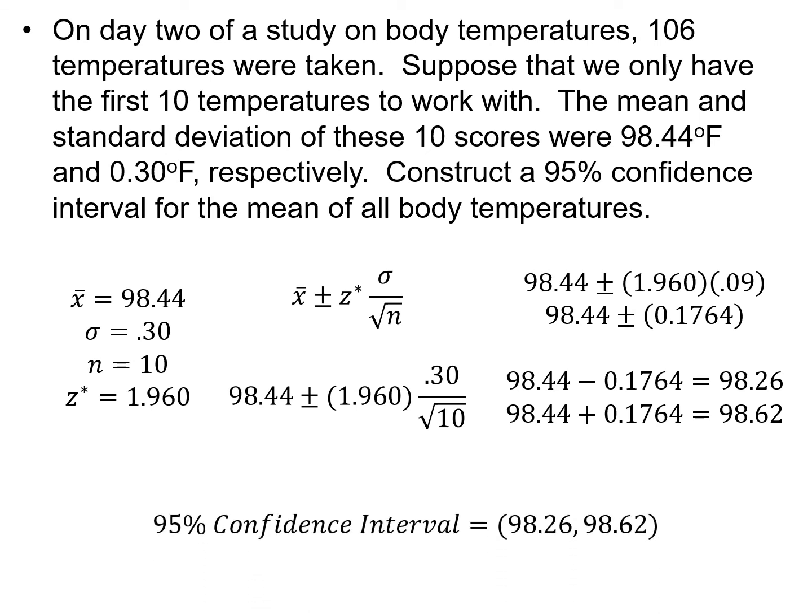So we can say we're 95% confident that the mean body temperature for all 106 is between 98.26 degrees and 98.62 degrees. Now, we're 95% confident. That doesn't mean we're 100% confident because we didn't do all 106. But we're reasonably sure that it's going to fall there. Doesn't mean it's true, just means that we're confident about that.